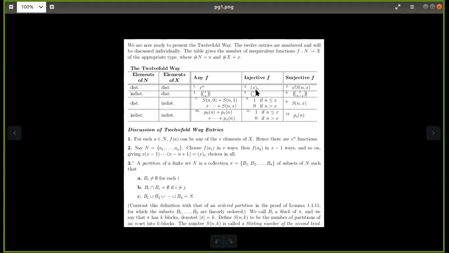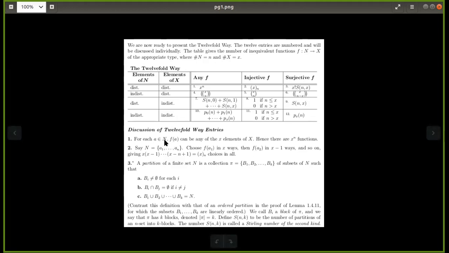When we write a number here in any of these boxes, it is counting the number of inequivalent functions in that equivalence class. So this has already given rise to an equivalence class. Inside this equivalence class, you count the number of inequivalent functions.